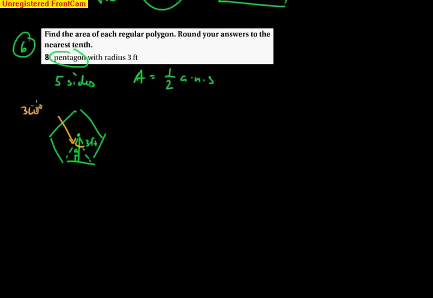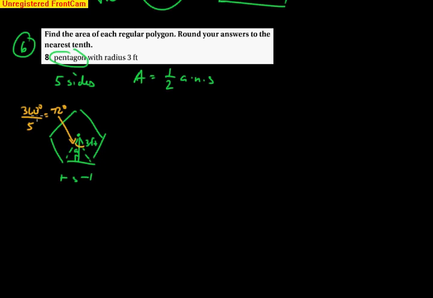Well, I take 360 and divide it by the number of sides, the number of triangles, which is 5. And that's 72 degrees. So that's the angle all the way across. One more thing, let's label the side length S, because that's what we need to find as well.